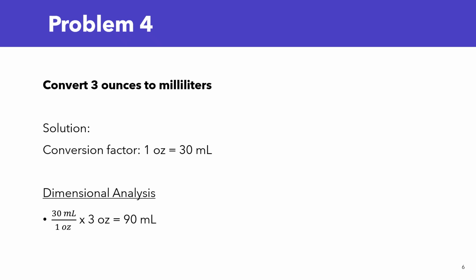So we can set up a dimensional analysis, and for dimensional analysis, you want to set it up in such a way that the unwanted units cancel out, and all you're left with is the desired unit. So then here you'll have 30 ml on top, so 30 ml over 1 ounce times 3 ounces. So ounce cancel out, then you have 30 times 3, so that's 90 ml. So 3 ounces is 90 ml.